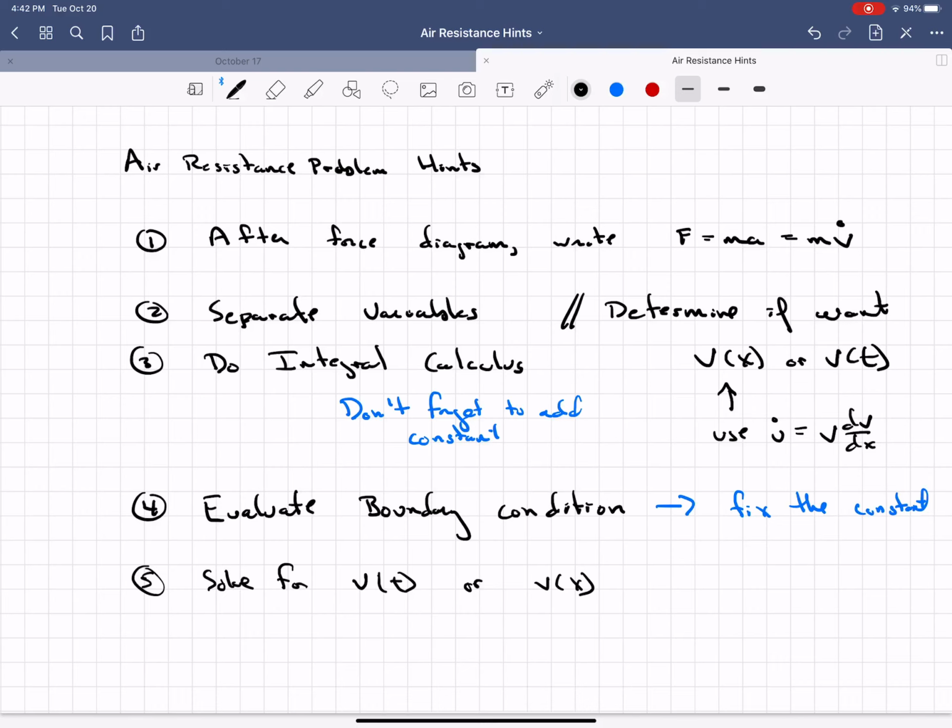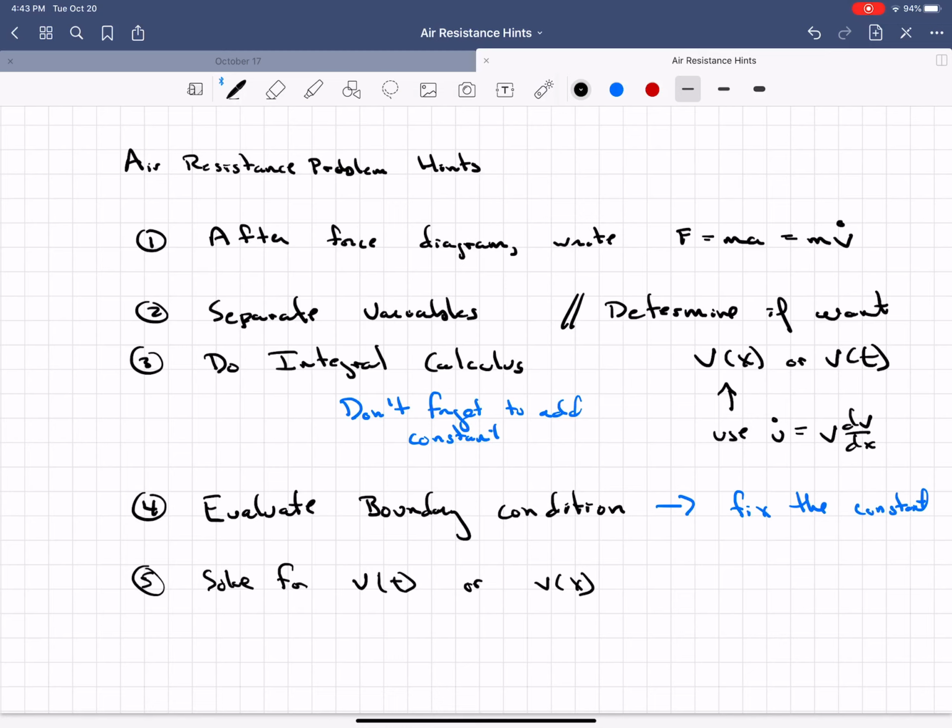So here we're going to quickly go through some air resistance problems and hints, and maybe quickly do a problem. I've written here some notes about how we should solve and approach each of these problems. We're going to need to draw a force diagram and then write whatever those forces are going to add up to being m times v dot.